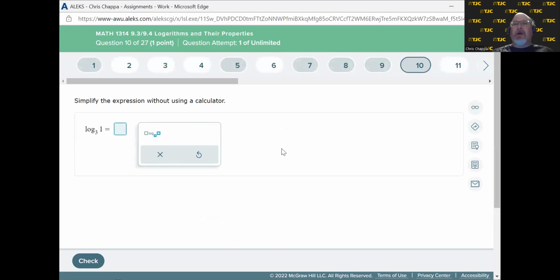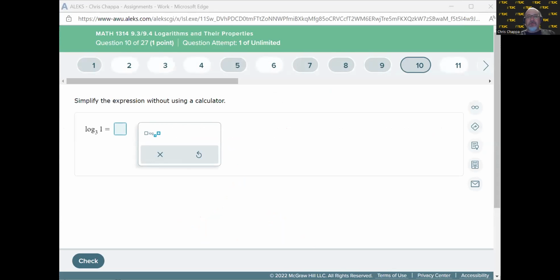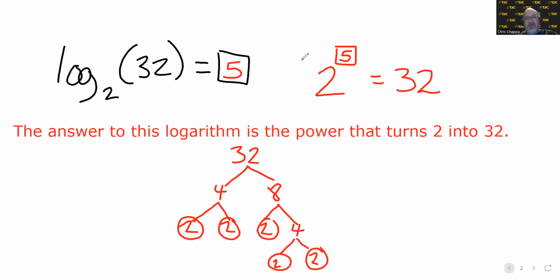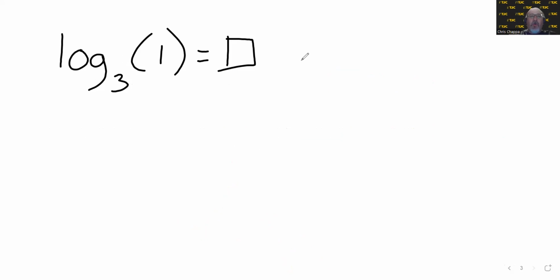What question is this problem asking? What question is log base 3 of 1 asking? Log base 3 of 1 is equal to something. Well, it asks the same question as before. The answer to this logarithm is a power that turns one thing into another.